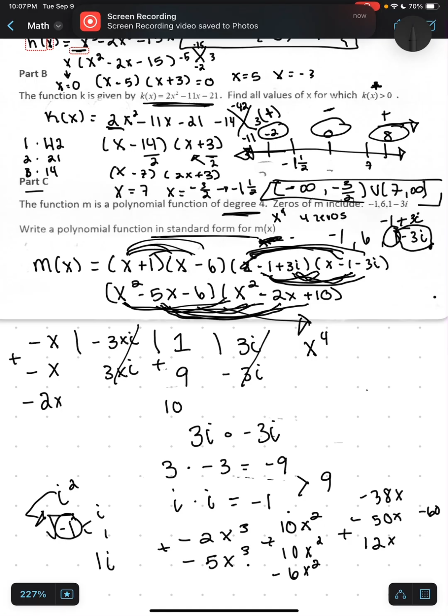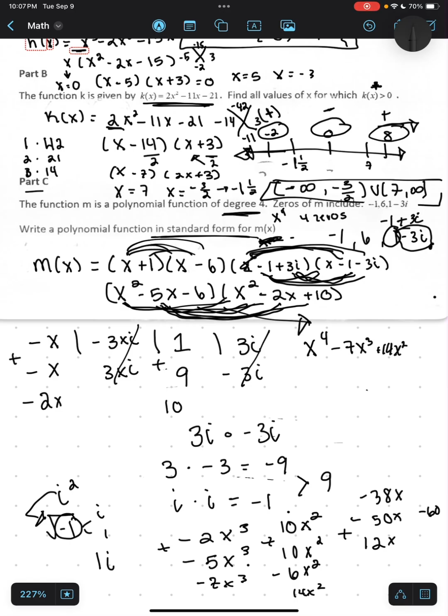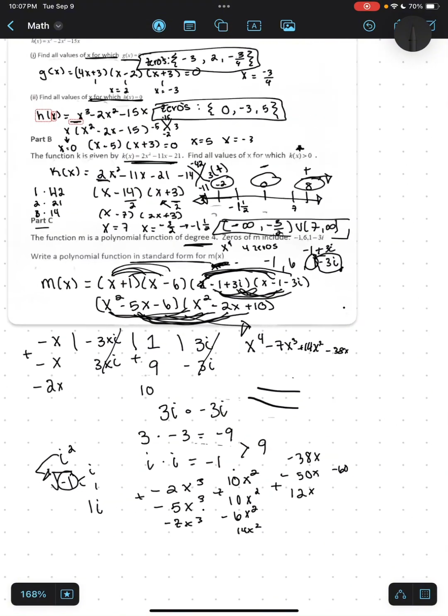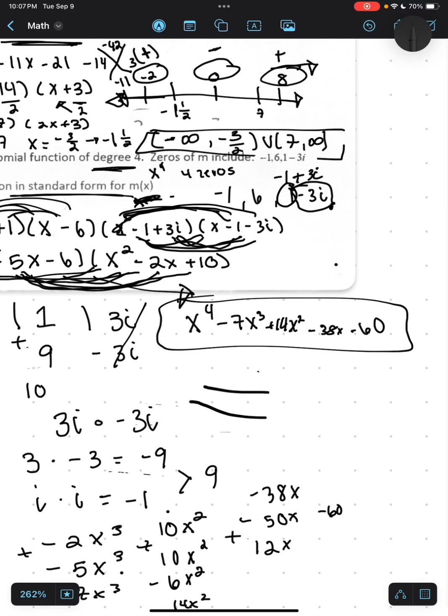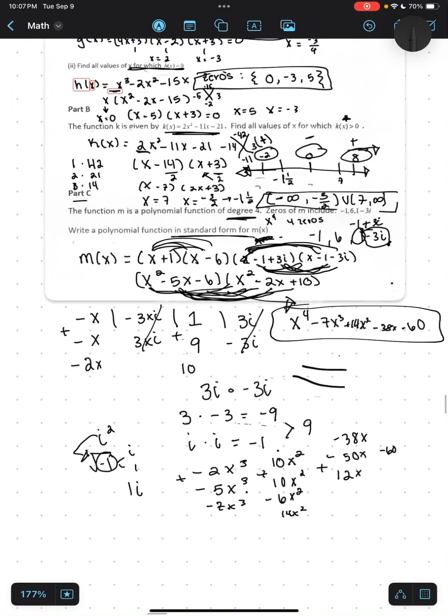And then here we have 14x squared. And then here we have negative 7x to the 3rd. Okay, so negative 7x to the 3rd, and then plus 14x squared, and then minus 38x. Oh, we're running out of space. Oh my god. Minus 60. And this is our answer, if I did my math correctly.